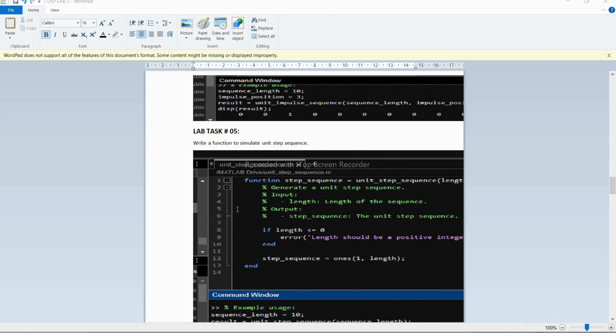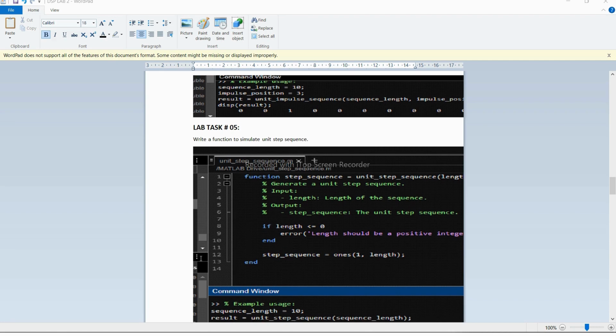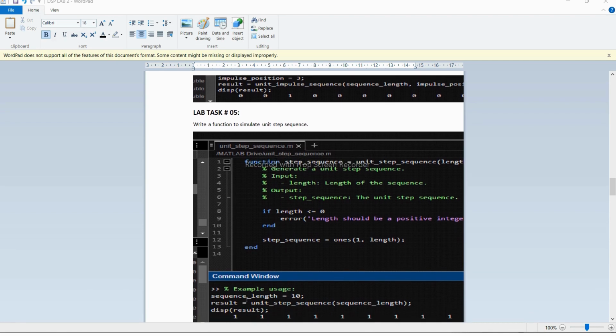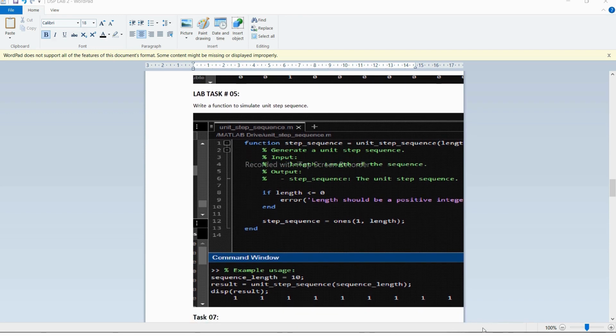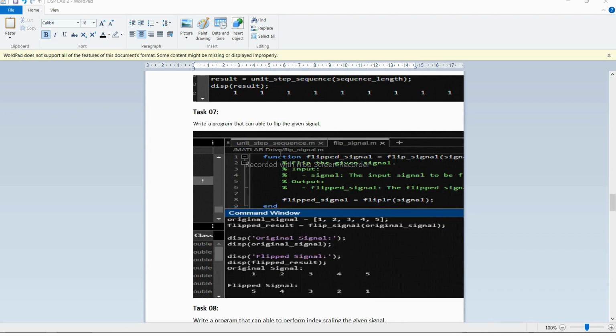N is used for the length of the sequence, and n naught is used for the index where the step starts. For example, if we give the unit step 5 comma 2, it will generate a sequence of 0 0 1 1 1, and if the sequence length is equal to 10, it will generate a sequence up to 1 as shown.